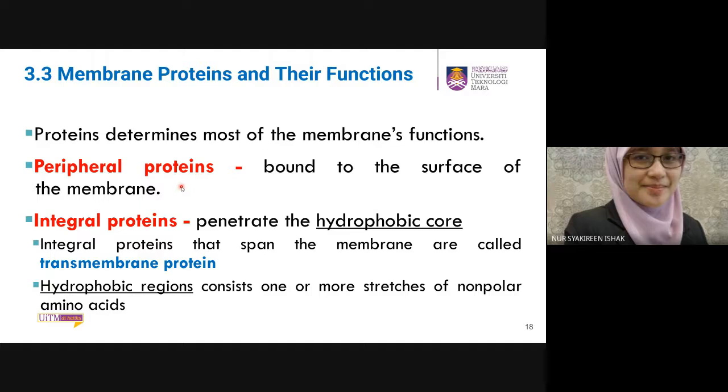Okay, and then the next one is the integral proteins. So integral proteins penetrate the hydrophobic core of the phospholipid bilayer. So you can put that in your note. Okay, hydrophobic core of what? Of the phospholipid bilayer. Okay, as the phospholipid bilayer is the main structure for the plasma membrane. Okay, so integral proteins that span the membrane are called transmembrane proteins.